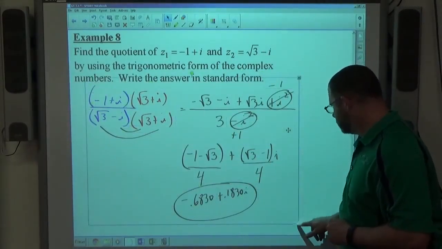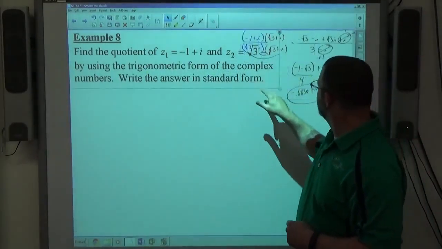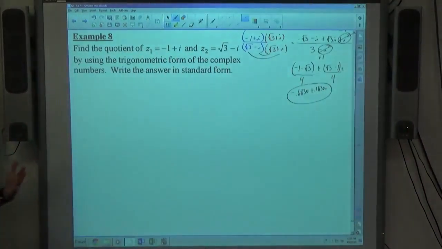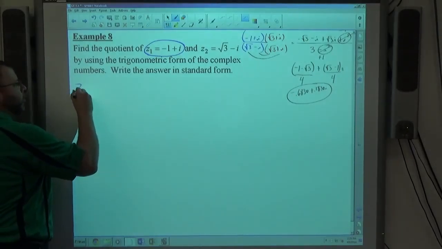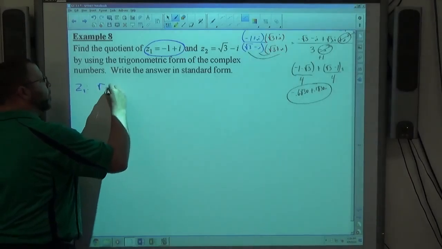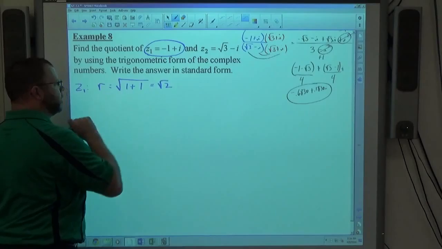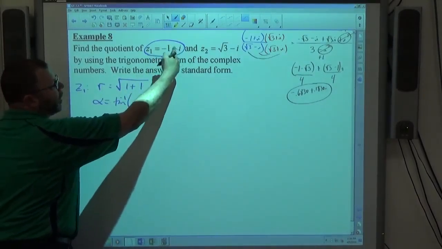I'm going to shrink that up, stick it over here. So if we go through the whole process again, if I want to divide complex numbers with the technique I've given you in trigonometric form, here's the first complex number. If I look at z sub 1 and I want to convert that into trigonometric form, step 1, r is going to be the square root of 1 plus 1. Alpha is going to be the inverse tangent of 1 over 1.